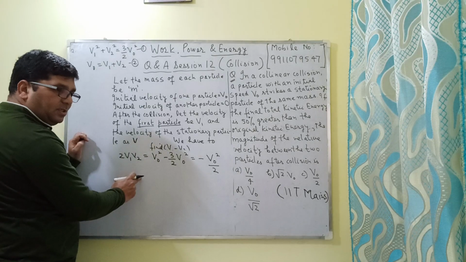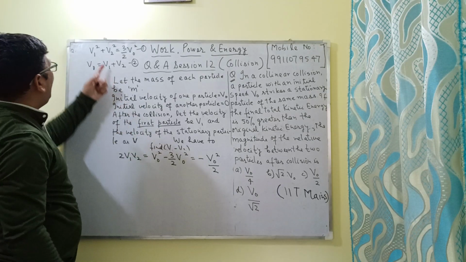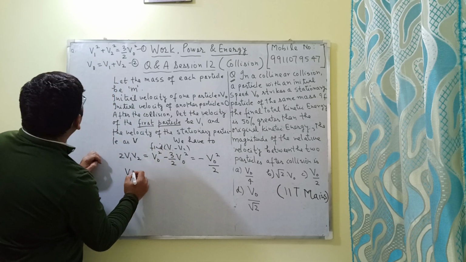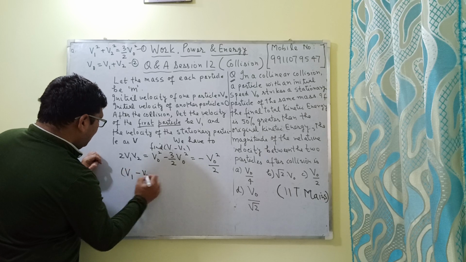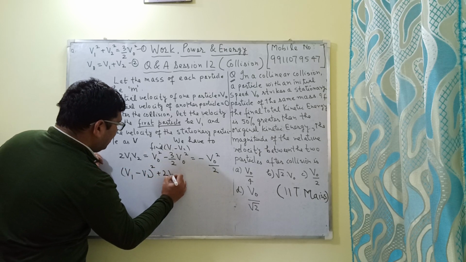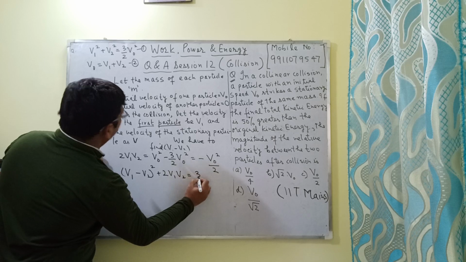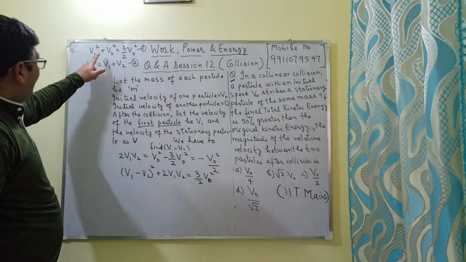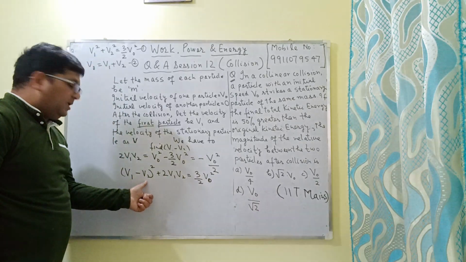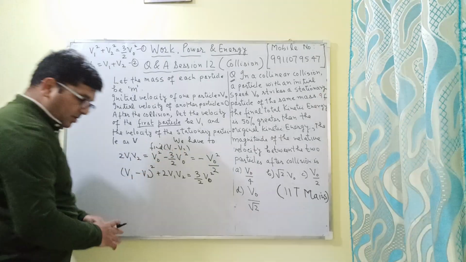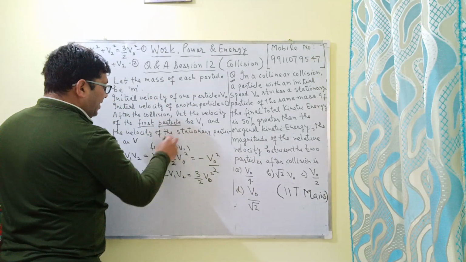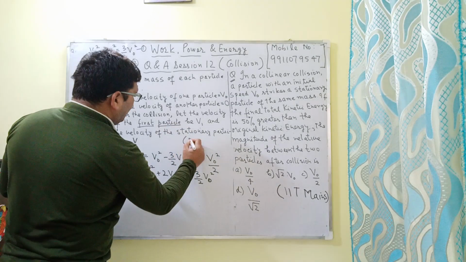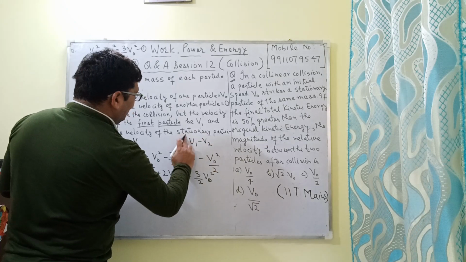Now, as we have just a few minutes back, I have written this equation number 1 as V1 minus V2 whole square plus 2 V1 V2, that is equal to 3 by 2 V naught square. I have written this equation number 1 in this form because we have to find the value of V1 minus V2. This is what we have to find.